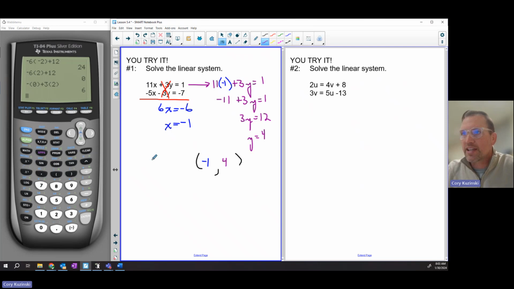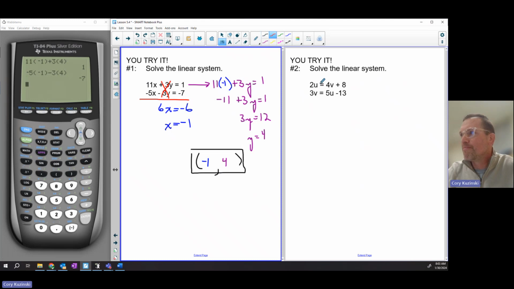I'm definitely going to check this before I box it in. So let's see, 11 times x plus 3 times y. This should equal 1. Good. -5 times x minus 3 times y. And this should equal -7. Boom, got it. All right, if you didn't try the second one, why don't you try it now? Pause. Okay, you tried it.